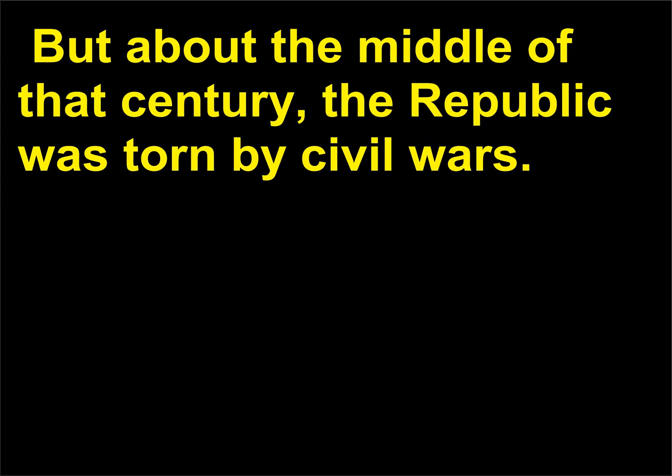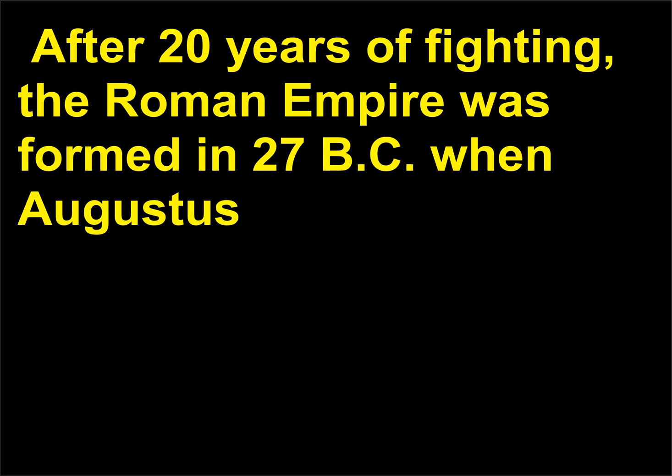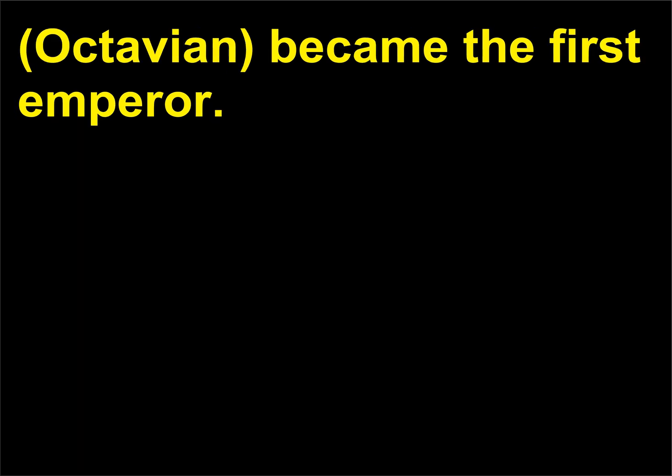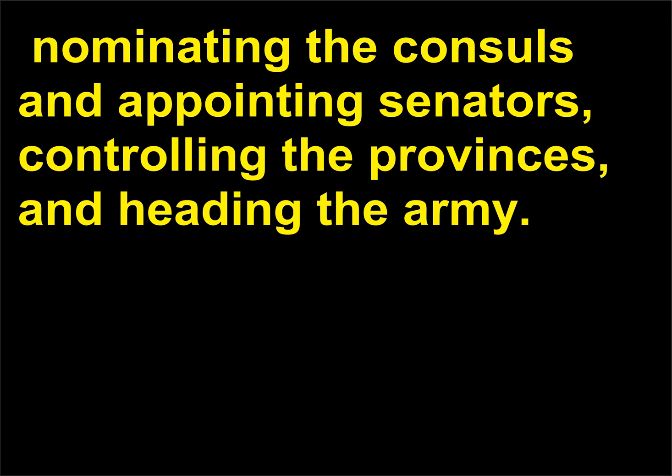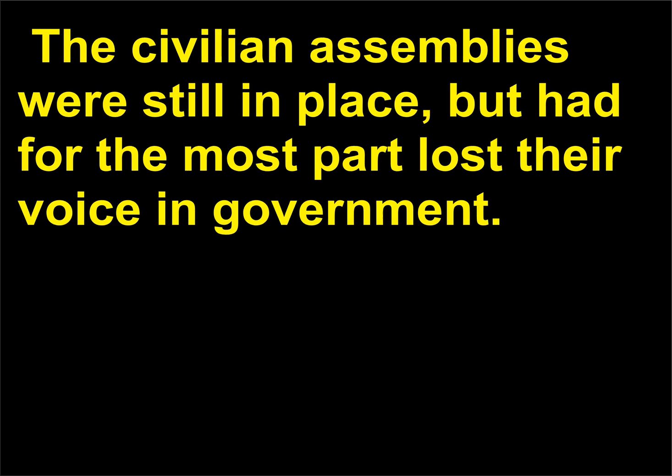But about the middle of that century, the Republic was torn by civil wars. After 20 years of fighting, the Roman Empire was formed in 27 BC when Augustus Octavian became the first emperor. While vestiges of the Republic were maintained, the emperor held supreme authority, nominating the consuls and appointing senators, controlling the provinces, and heading the army. The civilian assemblies were still in place, but had for the most part lost their voice in government.